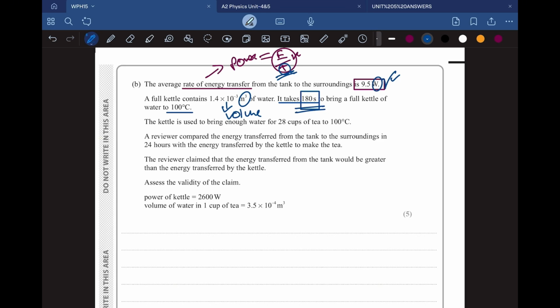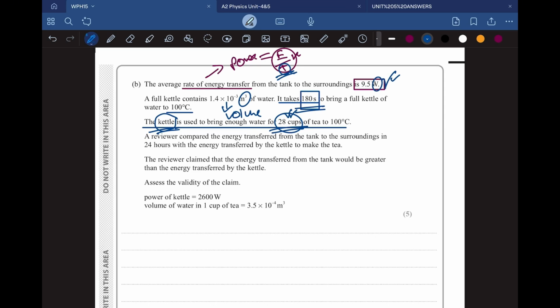All right, the kettle is used to bring enough water for 28 cups of tea to 100 degrees Celsius. So basically they use the kettle to bring enough water for 28 cups of tea. But they didn't say how many kettles they are actually using to bring enough water for the 28 cups of tea.